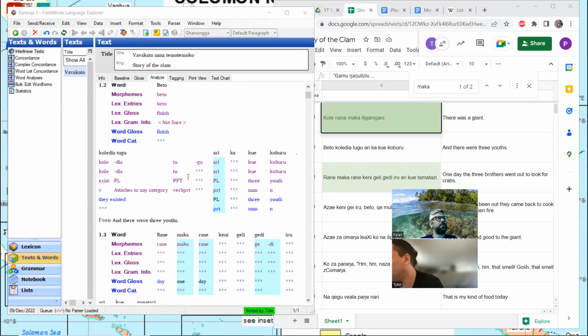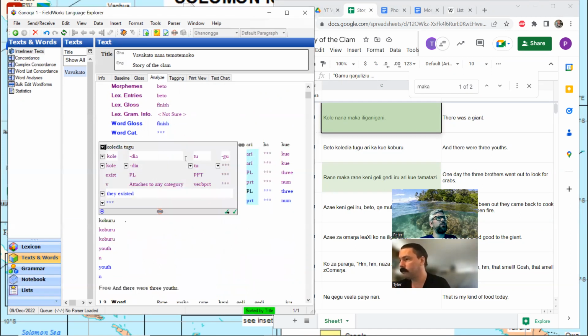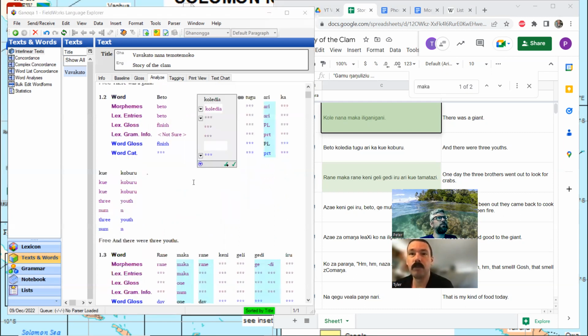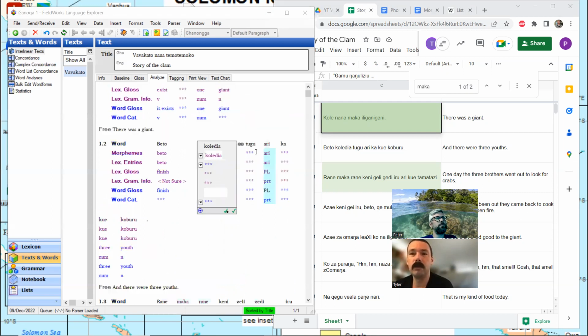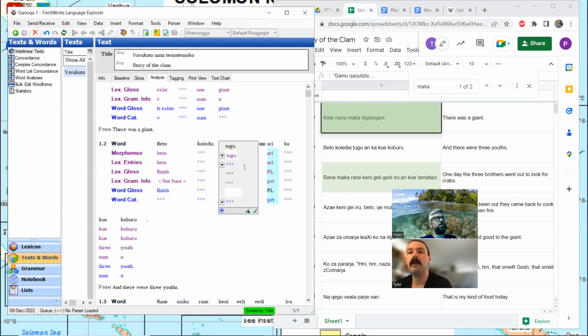The only instance of ka with a space on either side. Wow, and we have broken down tugu as one thing. I'm going to delink this tugu from that. All right, so you see the icon. I'm trying to delink it. There you go. Break chain. Colendia. We didn't see that as much. Arikakue.